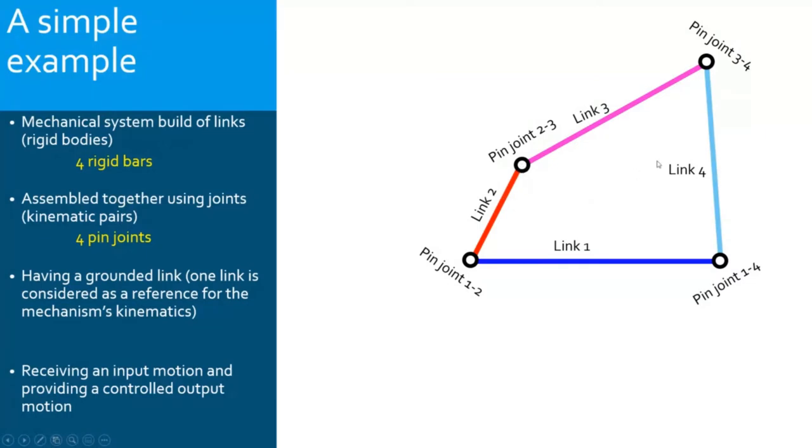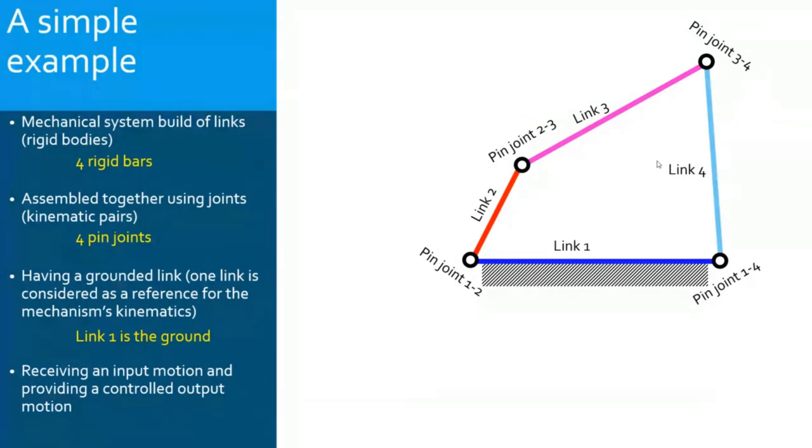So here I have taken 4 links, 4 rigid bars, and I have assembled them. I have connected them together using 4 pin joints. So I have used 4 links and 4 kinematic pairs. Now with this, I built a kinematic chain. Now, to build a mechanism, I need to choose one as the ground. So I will just fix for my kinematic study this link.